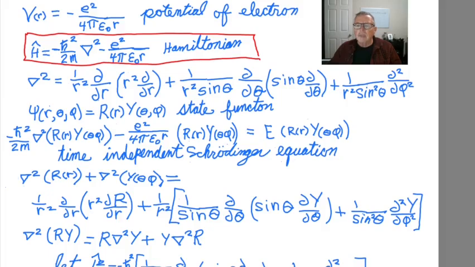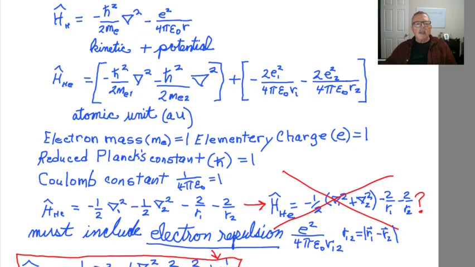Welcome. Now for helium. Helium is one that we can't solve exactly. So I'm going to start with one that we can solve exactly, and that is the hydrogen Hamiltonian. Here's the Hamiltonian and the potential energy part of the hydrogen atom. That's the one we just looked at. Here's the hydrogen Hamiltonian with a kinetic and a potential part.